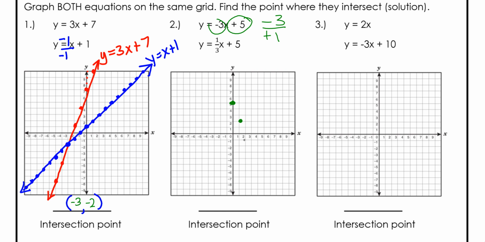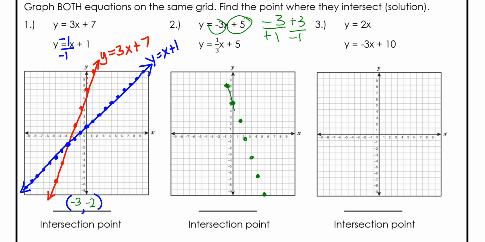Down 3 over 1. -3, +1. And don't forget, you can reverse that. You can turn this into a +3 if you turn the denominator into a -1. So that would look like this. +3 on the y, -1 on the x. So that's off the grid.